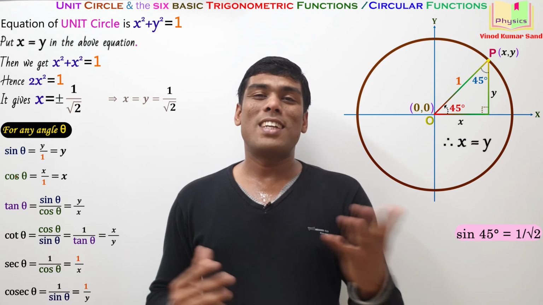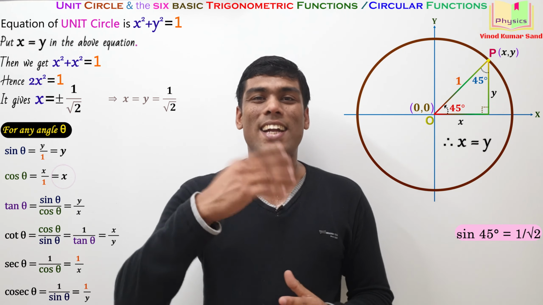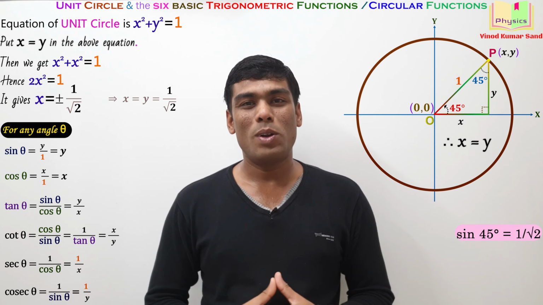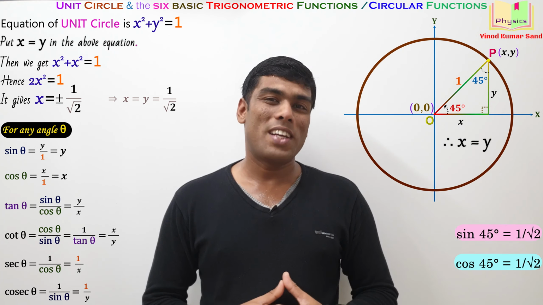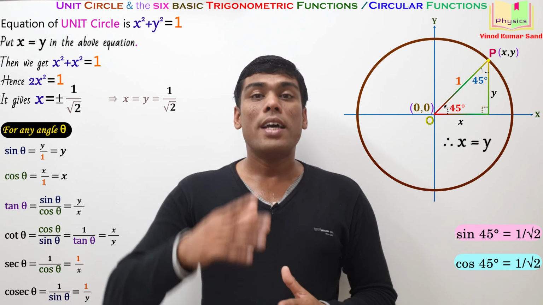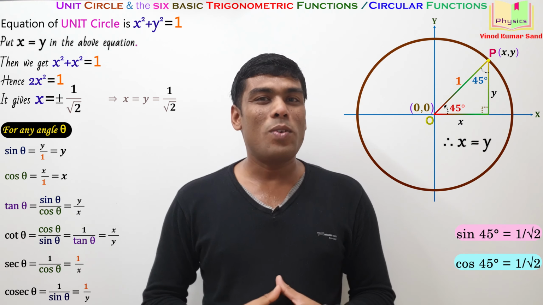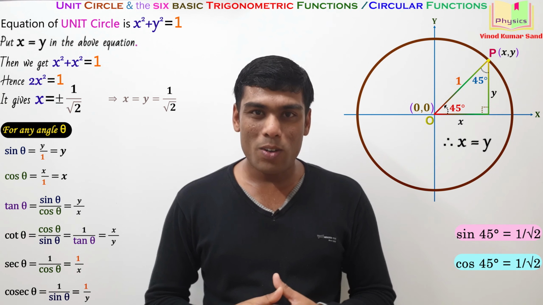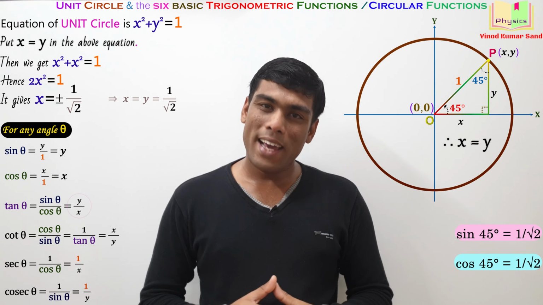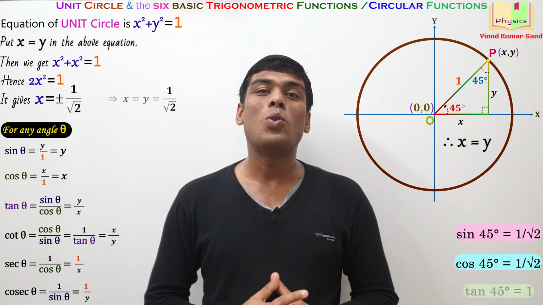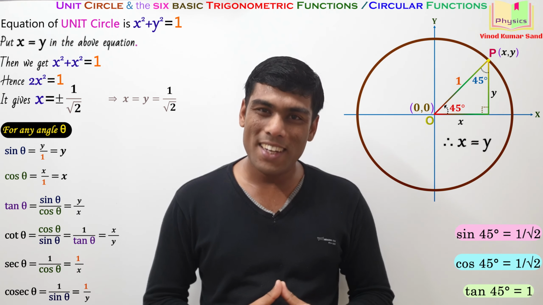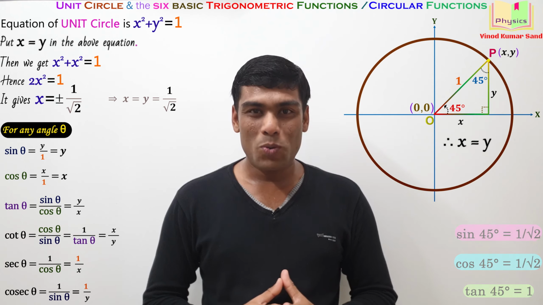The value of cos theta is equal to x coordinate, and x coordinate here has a length 1 by root 2. It means cos 45 degree is also equal to 1 by root 2. And tan theta is equal to sine theta by cos theta, means y coordinate by x coordinate, which will result into 1, means tan 45 degree will be equal to 1.